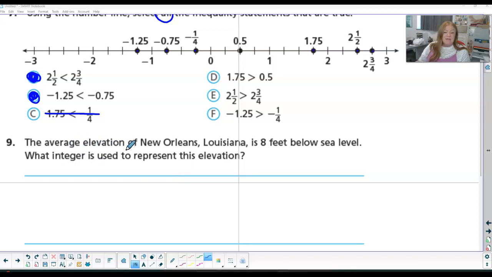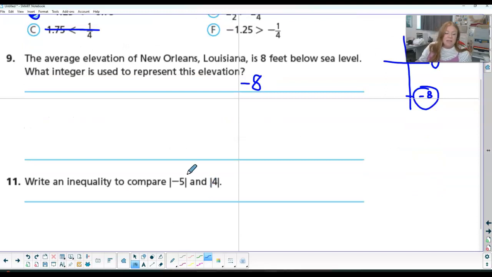Number 9 says the average elevation of New Orleans, Louisiana is 8 feet below sea level. So if I'm thinking, right, here's the ocean at 0. Most of this city is below sea level. Like kind of have like these big walls and things like that. So like it's not under the water, but it's lower than the water. So what integer is used to represent this, right? If we're going below, -8 represents that.